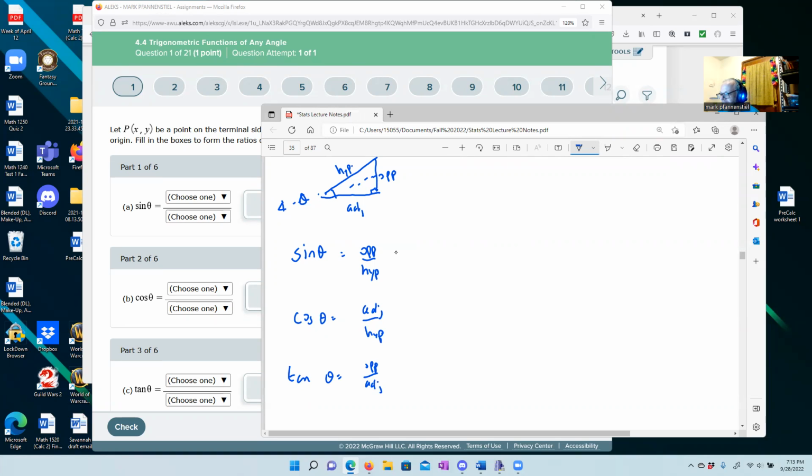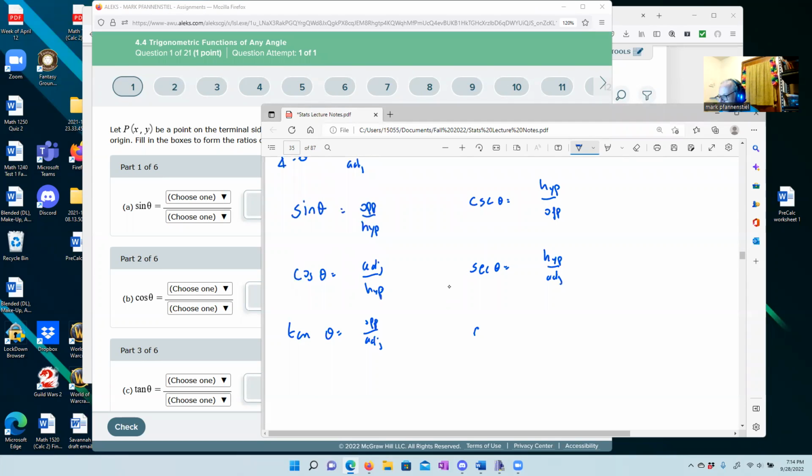The additional ones are the reciprocals. The cosecant of theta is equal to the hypotenuse over the opposite. The secant of theta is equal to the hypotenuse over the adjacent. And the cotangent of theta is equal to the adjacent over the opposite.